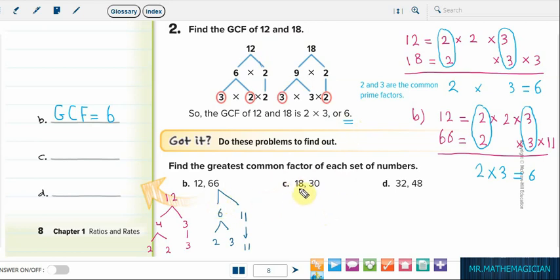Now we need to solve this one, 18 and 30. What do you expect mentally before you solve it with this method? What is the greatest common factor of 18 and 30? We know that both 18 and 30 are divisible by 3, but there is a higher number which is 6. Both 18 and 30 are divisible by 6. So the greatest common factor will be 6. Let me show you how.